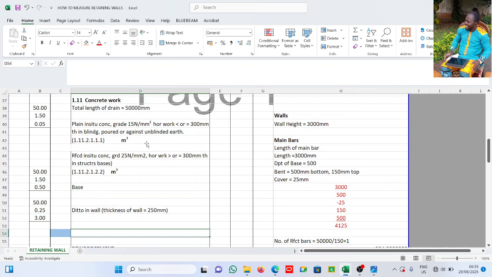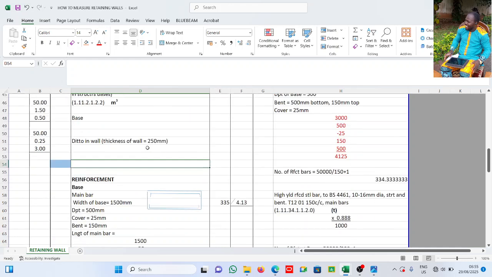Any retaining wall, that is how you measure the concrete: length by the width, by the thickness. Same thing goes for the base. All right, now let's see the reinforcement.